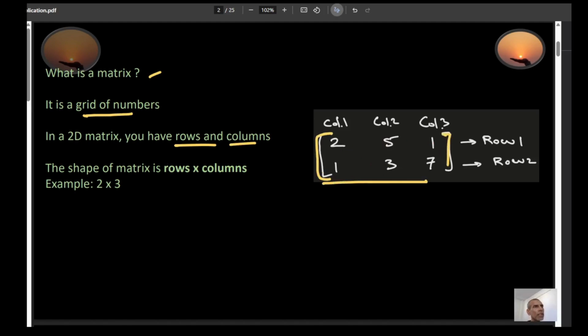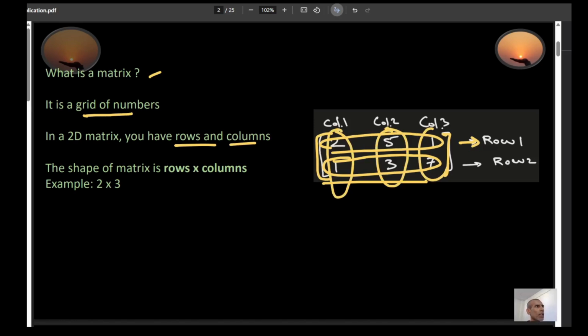In this case right here, these are called rows. This whole thing is my row 1. And this one right here is my row 2. This one right here is my column 1. This is column 2, and this is column 3.